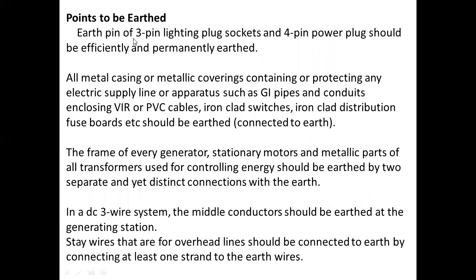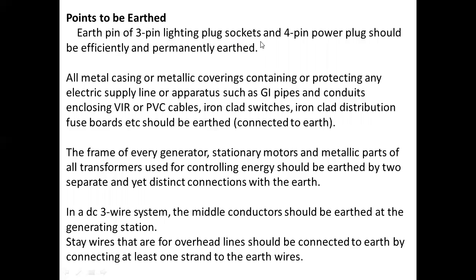Points to be earthed. What are the points to be earthed? Normally we are using 3-pin socket points and 3-pin plug points. The larger diameter pin is the earthing pin, and the remaining two are the phase and neutral. So we can call it the 3-pin socket points.